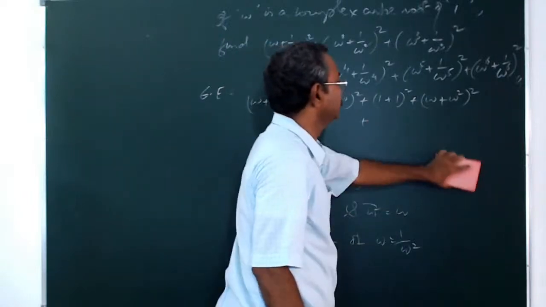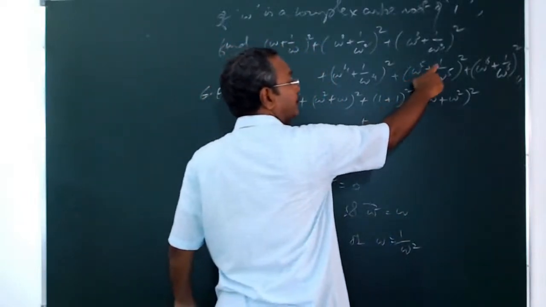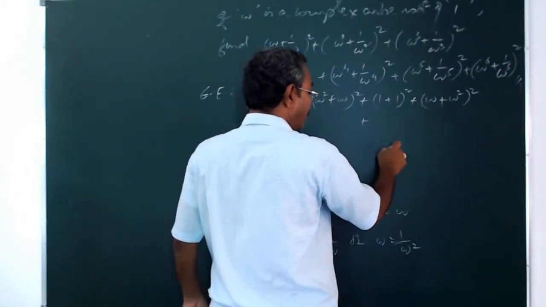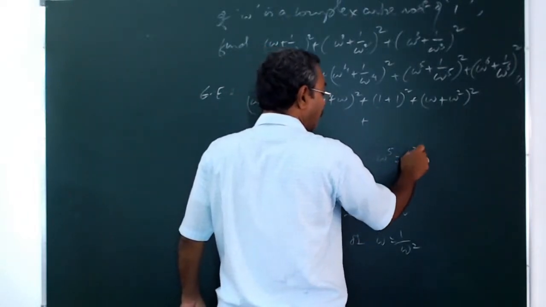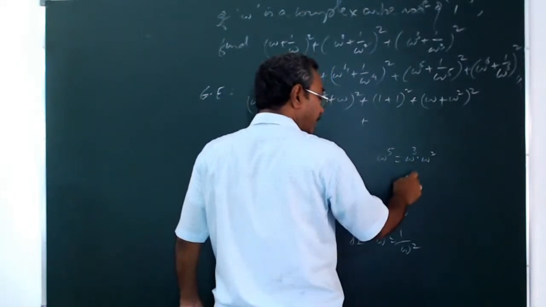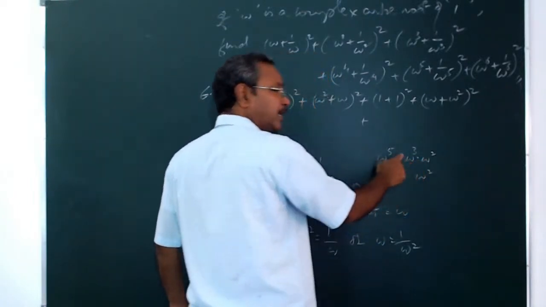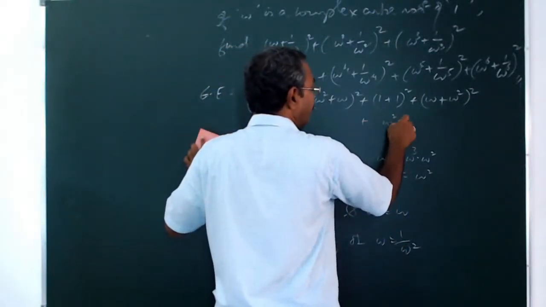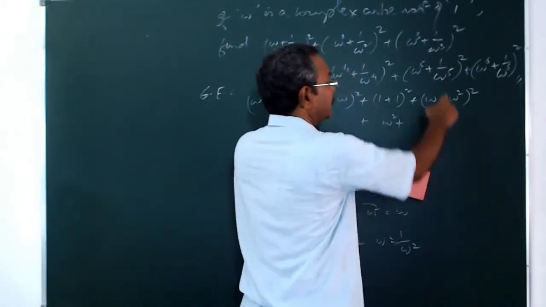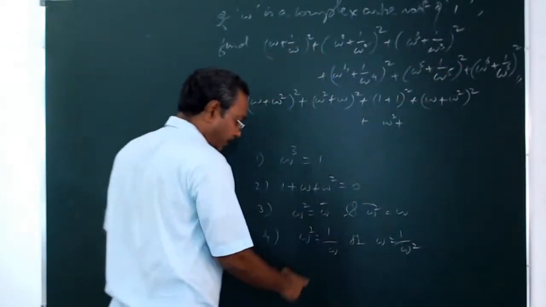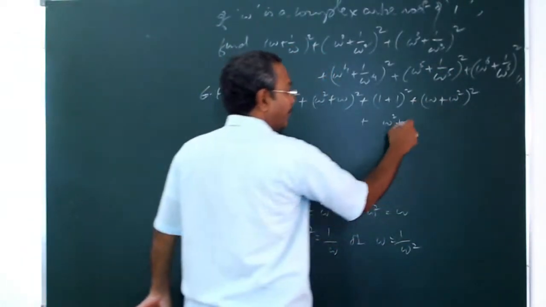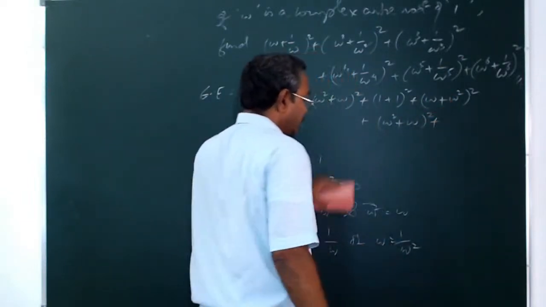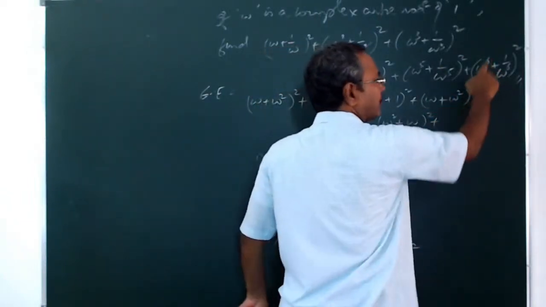Plus the next term, omega to the power of 5 plus 1 by omega to the power of 5. Omega to the power of 5 is omega cube into omega square, which is omega square because omega cube is 1. So this is omega square plus the other one is 1 by omega square, which in turn is omega, and it's square. Plus the last one, omega to the power of 6.